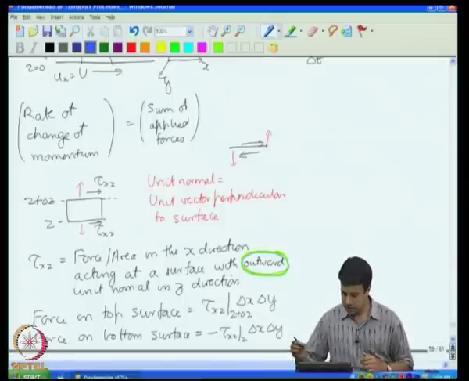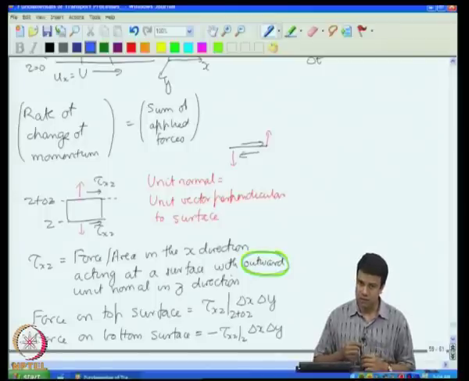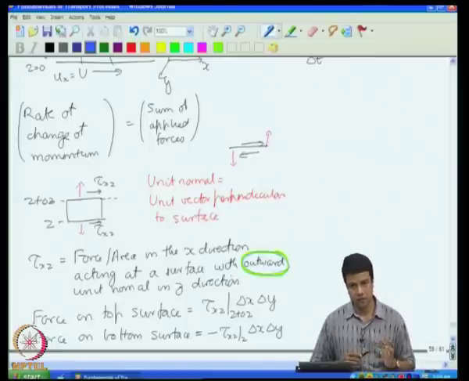And I also told you that if the outward unit normal is in the minus z direction, the force will be minus tau xz, because if you reverse the direction of the unit normal, the direction of the force also changes according to Newton's third law.